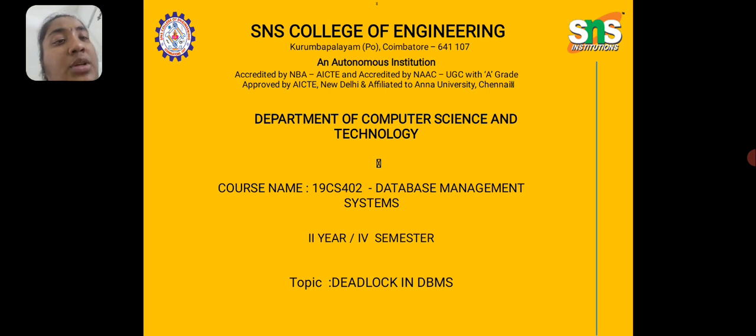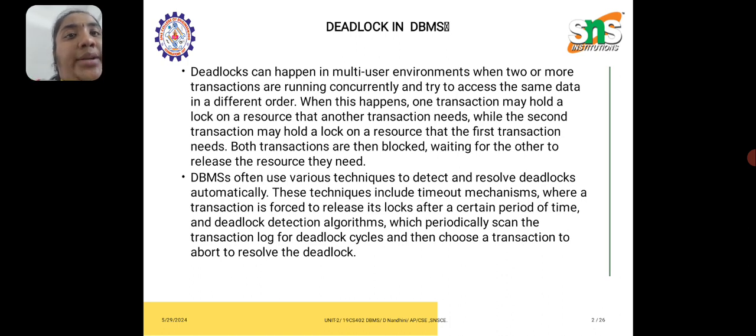Computer Science and Technology. Today we are going to see a video on deadlock in database management systems. What is a deadlock? Deadlock can happen in a multi-user environment where two or more transactions are running concurrently and try to access the same data in different orders. When this happens, one transaction may hold a lock on a resource that another transaction needs, while the second transaction may hold a lock on a resource that the first transaction needs.